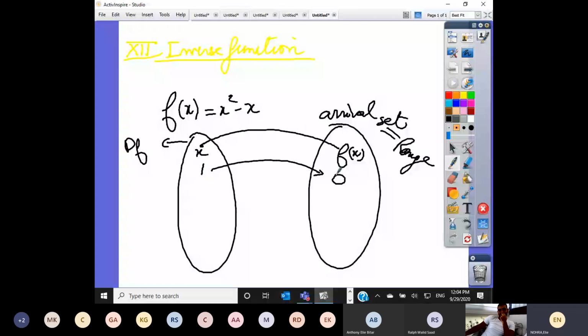It's 0, because 1 squared minus 1. If you take the 2, for example, it's going to be 2, because 2 squared minus 2. If you take the minus 10, for example, it's going to be 90. Right?